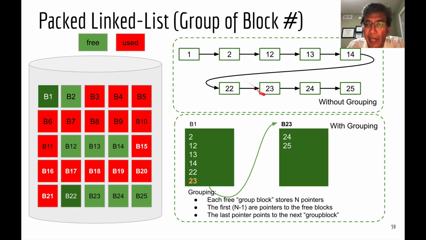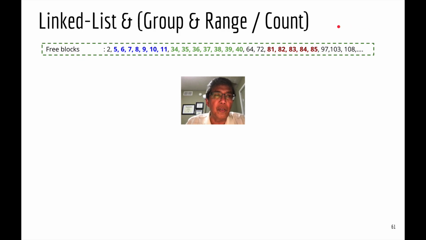So the improvement that we gain from here is we can make the list shorter. Instead of 9 elements, now the list has only 2 elements. Actually, we can make another improvement. If you notice, free blocks are usually adjacent blocks.